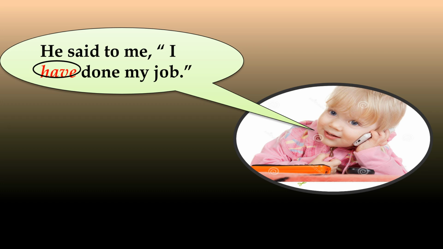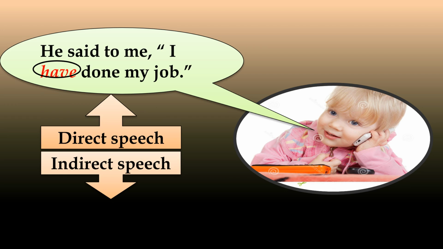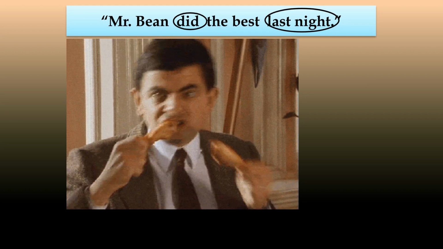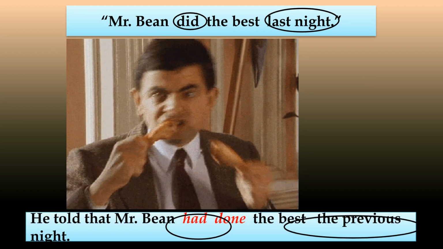Here is an example converting present perfect to past perfect. He said to me, "I have done my job." Direct speech converts to he told me that he had done his job, with have changing to had. Let's examine converting simple past to past perfect and an adverb change. Mr. Bean did the best last night changes to he told that Mr. Bean had done the best the previous night.